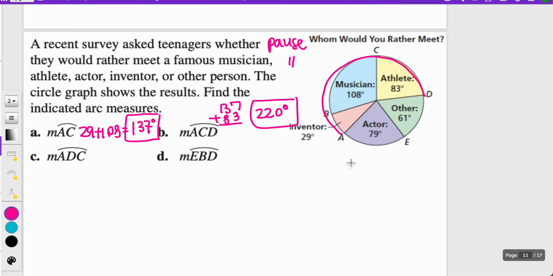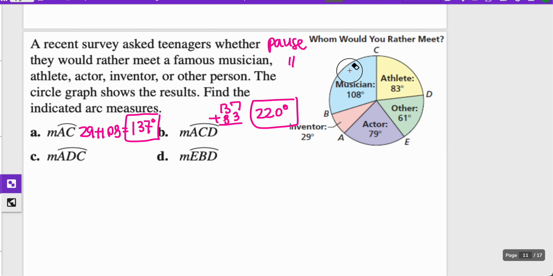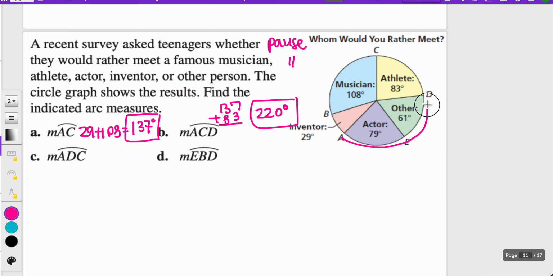Then we've got ADC, so going the opposite way. I'm going to erase this guy right here. So ADC, we've got actor, other, and athlete, so that would be 79 plus 61 plus 83, and we're getting 223.